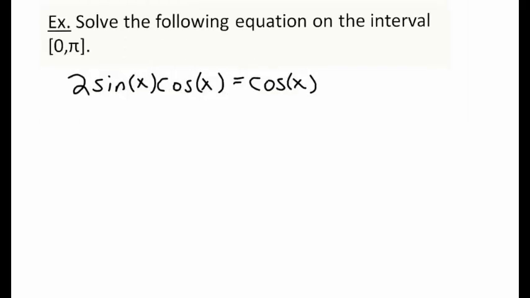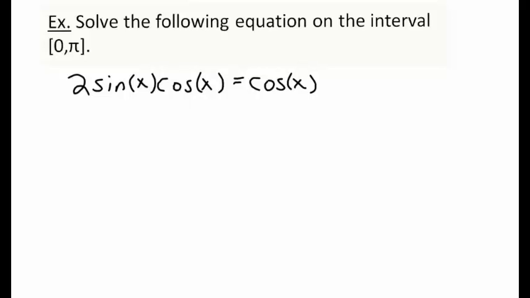In this example, we're going to solve 2 times sine x times cos x is equal to cos x on the interval from 0 to pi. Now what you can notice here is that both of the terms on either side contain a cosine. So this indicates that factoring might be an appropriate way to go.